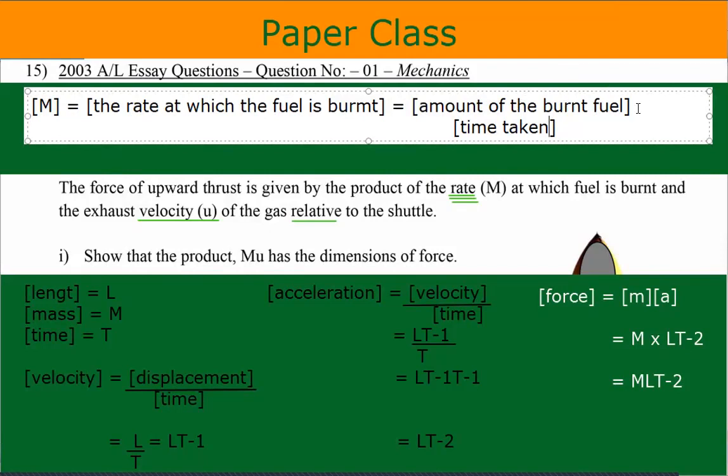Now we have the required dimensions. The amount of fuel burned is actually mass of the burned fuel. The dimension of mass is capital M. The dimension of time taken is capital T. This T comes up with the minus sign, then we get the dimensions of mass over time as MT to the power minus 1, or simply MT minus 1.